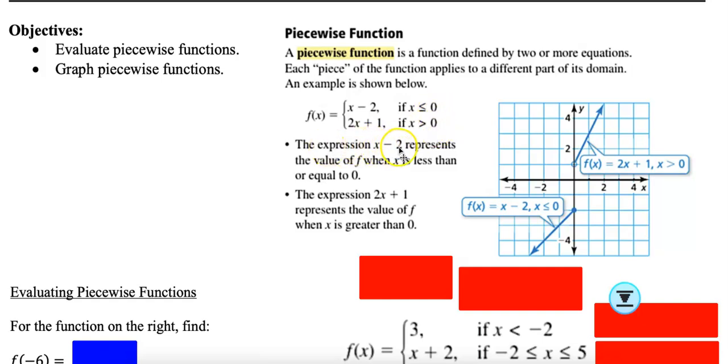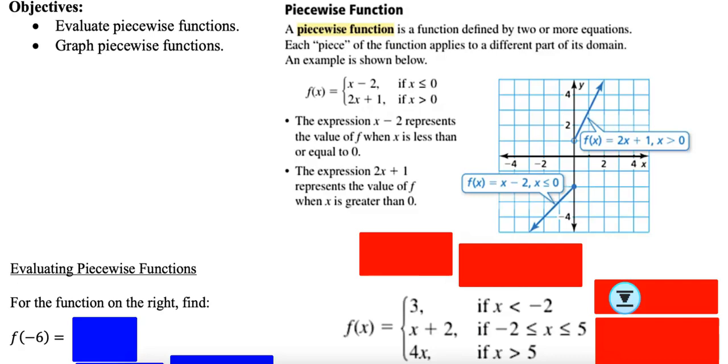So notice x minus 2 is going to represent the value of f when x is less than or equal to 0. And then our second equation will be when our domain is x is greater than 0. So the biggest thing from middle school you should remember is if it is equal to, your circle is closed. And if it is not equal to, your circle is going to be open. So that is going to be a great part to help you today. So let's get started.